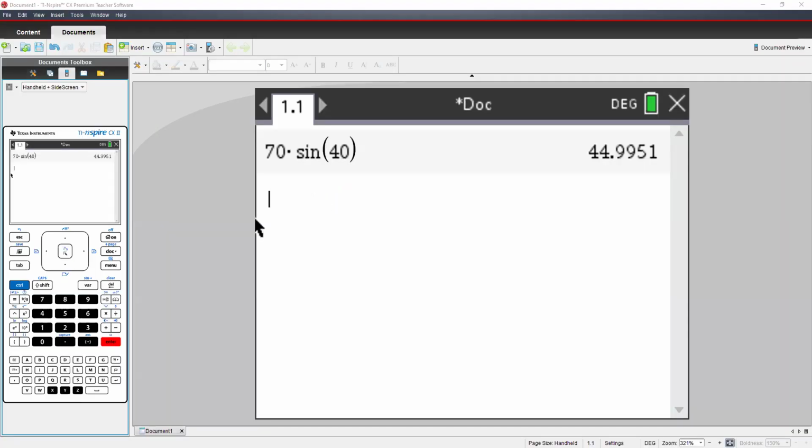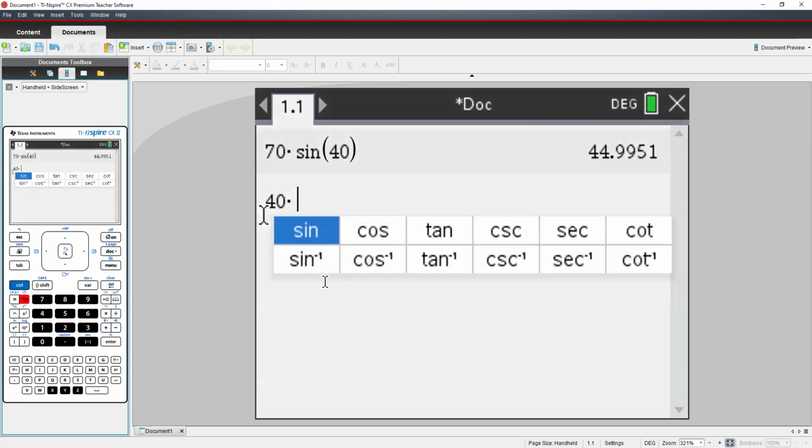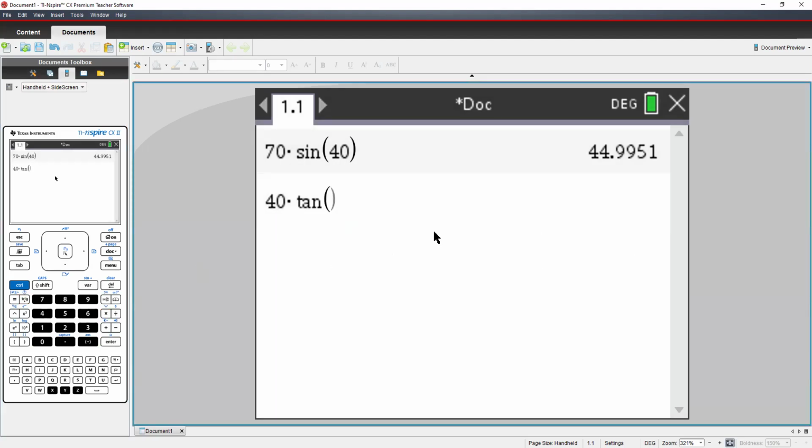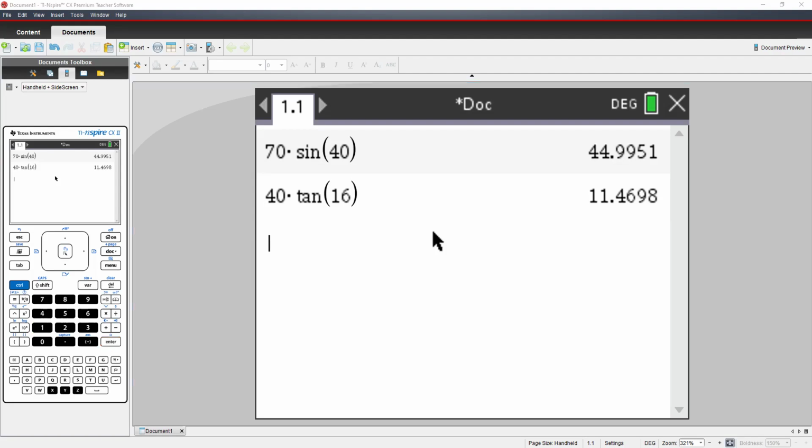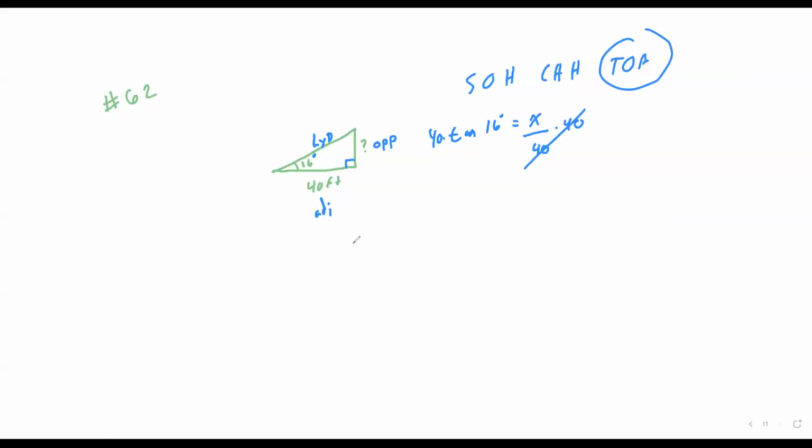Again, we just type in 40 times, and the trig function is next to the 7. This time we'll hit tangent, and we'll do 40 tangent of 16 degrees. And that gives you, again, they want us to round to 2 decimal places, so that's going to be 11.47. So that gives us 11.47 feet of vertical rise on the ramp. All right, let's do a few more to make sure we fully got it.